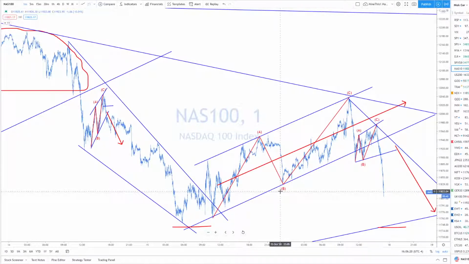So we continued lower to 11,823. We're really close to that support area in after hours, right? 0.6 now. So the market dropped another 0.3% in after hours.